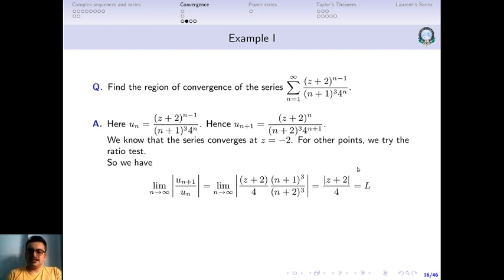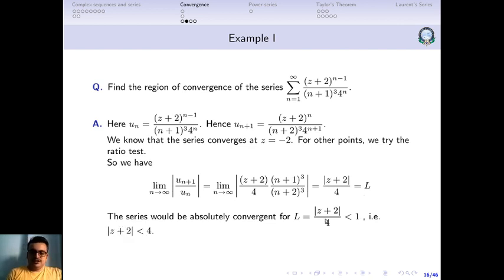Using the condition for convergence for the ratio test, we can now find the region of convergence. The series would be absolutely convergent if this L is less than 1. That means if modulus of (z+2)/4 is less than 1, that means 4 goes here. That means modulus of z plus 2 is less than 4.